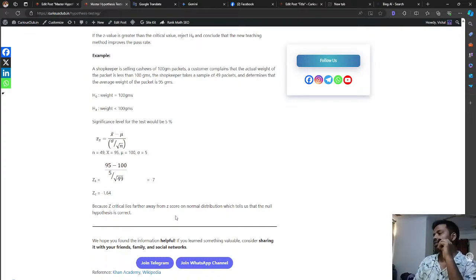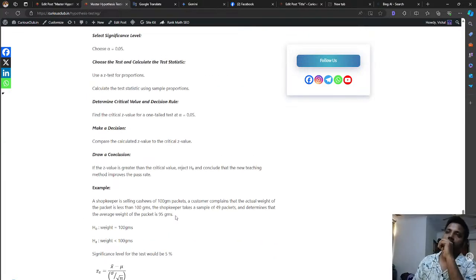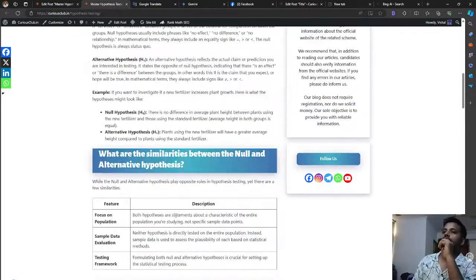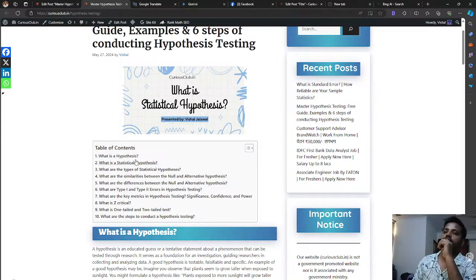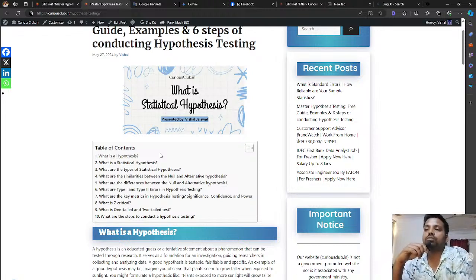If you are interested in understanding hypothesis, if you are interested in knowing the answers to these questions: What is a hypothesis? What is a statistical hypothesis? What are the types of statistical hypothesis? What are the similarities and differences between null and alternative hypothesis? What are type 1 and type 2 errors in hypothesis testing? If you are interested in knowing all these things, you should read this article. It's a really good, detailed article. It will help you a lot.